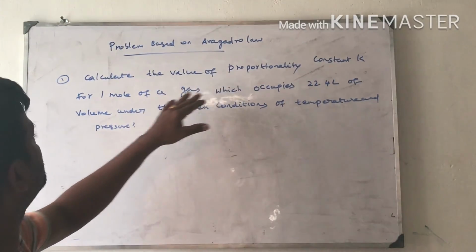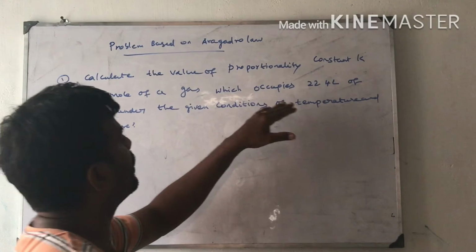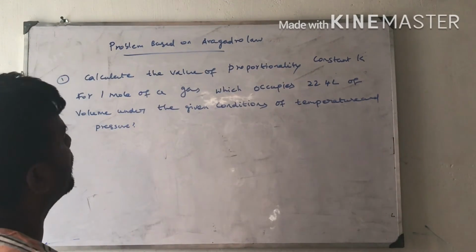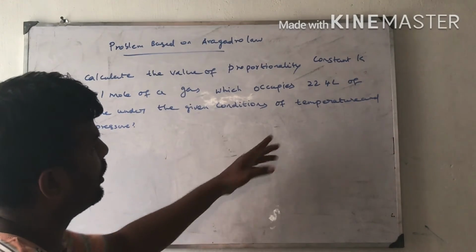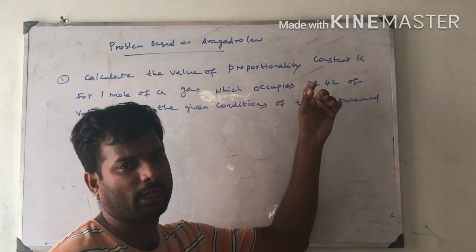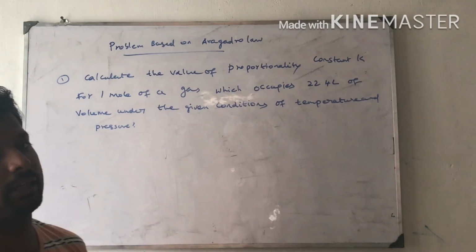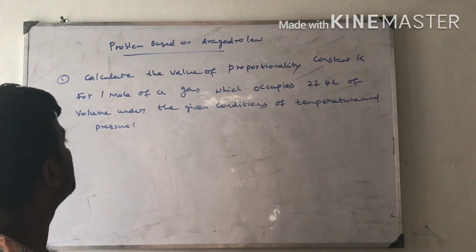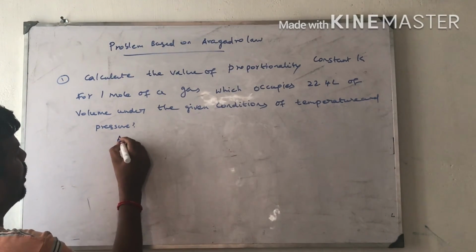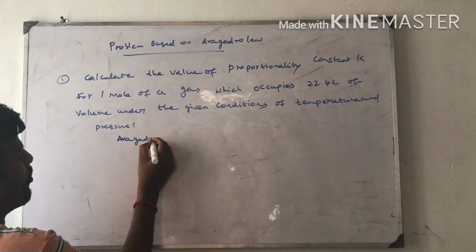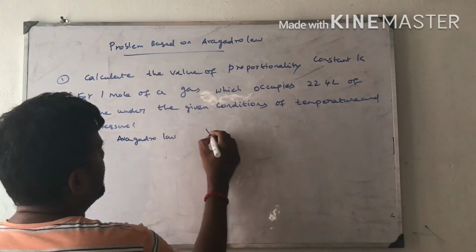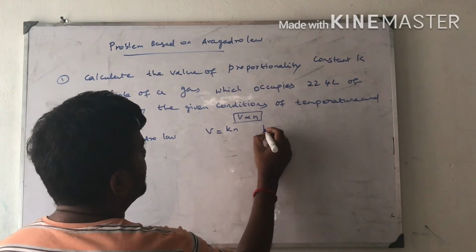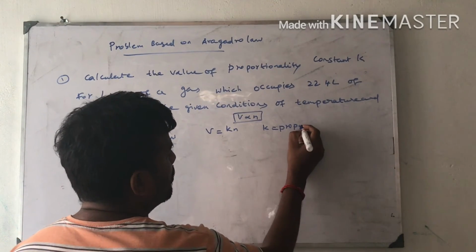Calculate the value of proportionality constant for 1 mole of gas which occupies 22.4 liters of volume under the given conditions of temperature and pressure. 22.4 liters is a gas constant. So standard temperature pressure condition, that is the thing. We are going to use the Avogadro law here. V is equal to K into N. V is directly proportional to N. K is equal to proportionality constant.